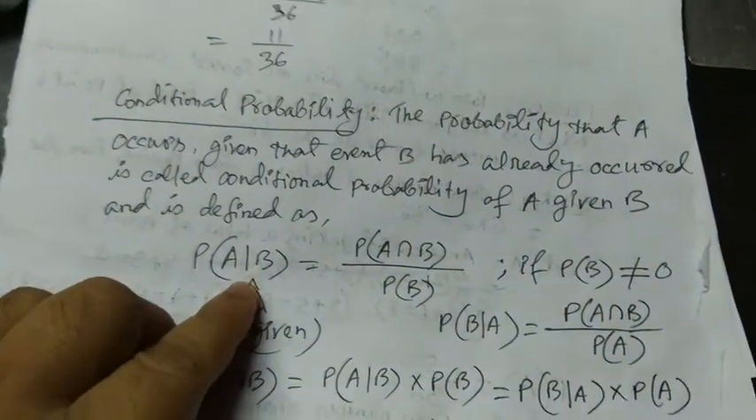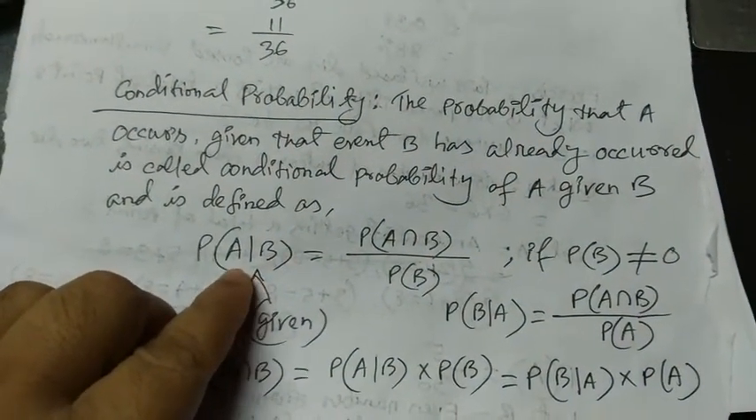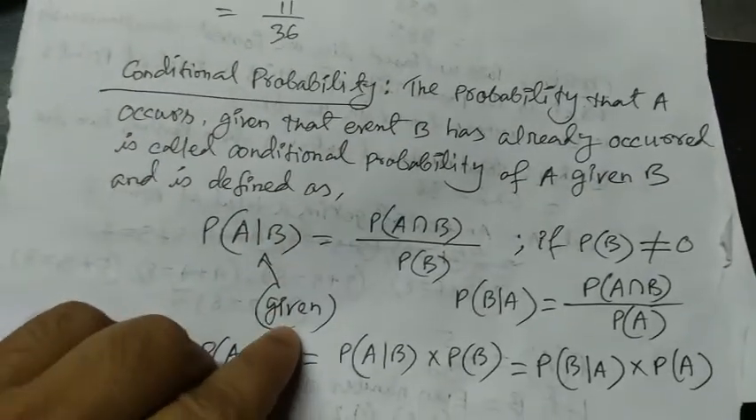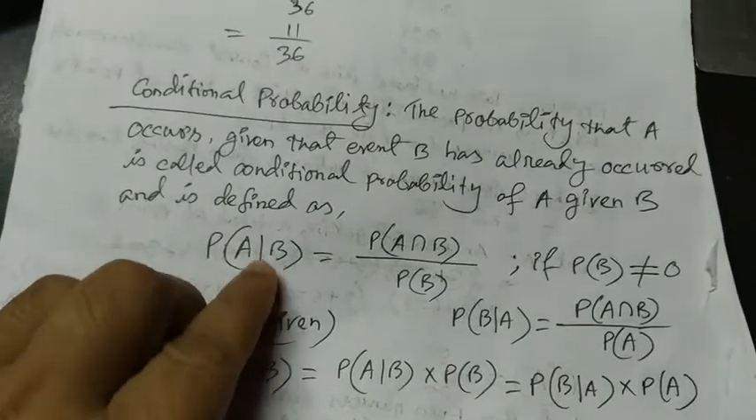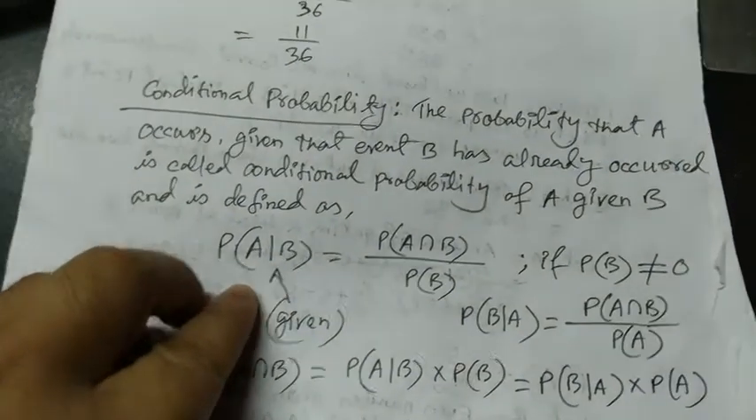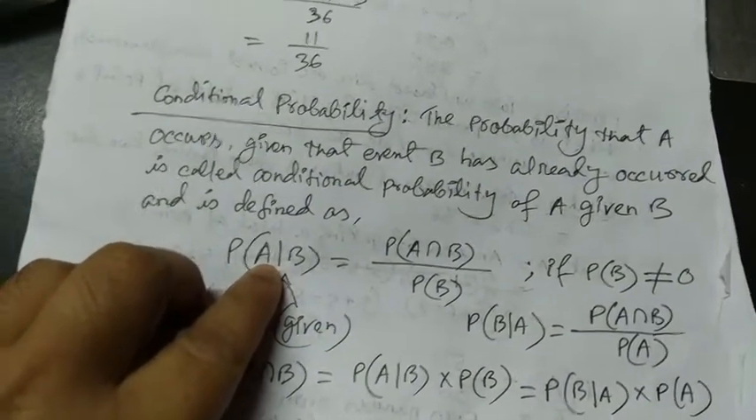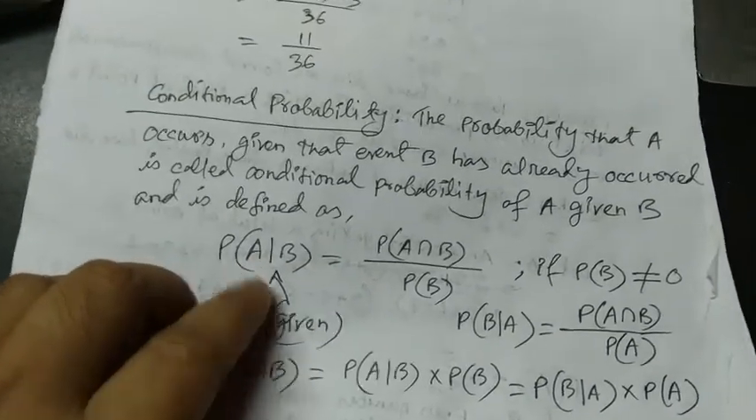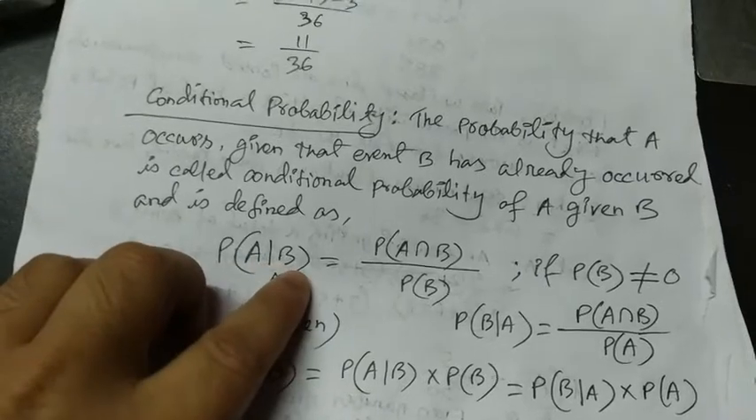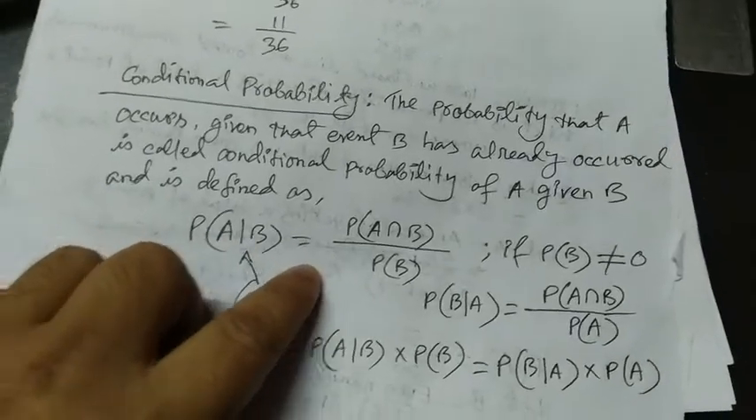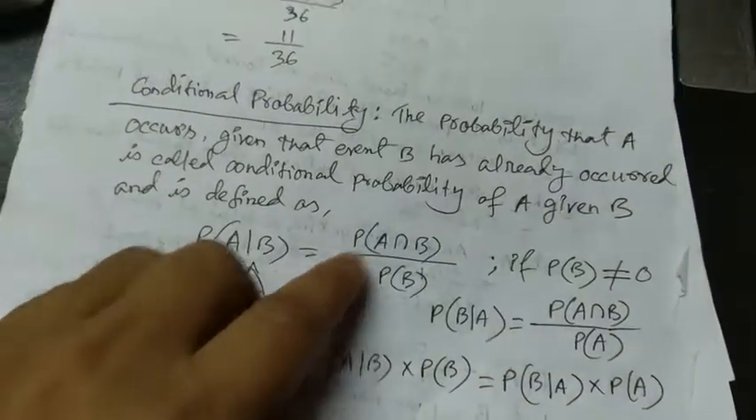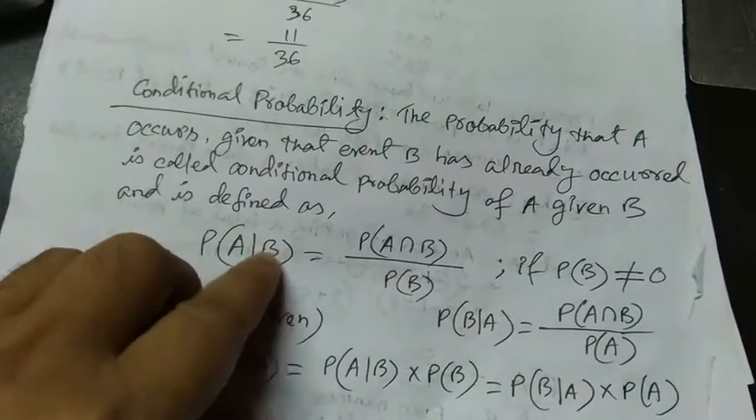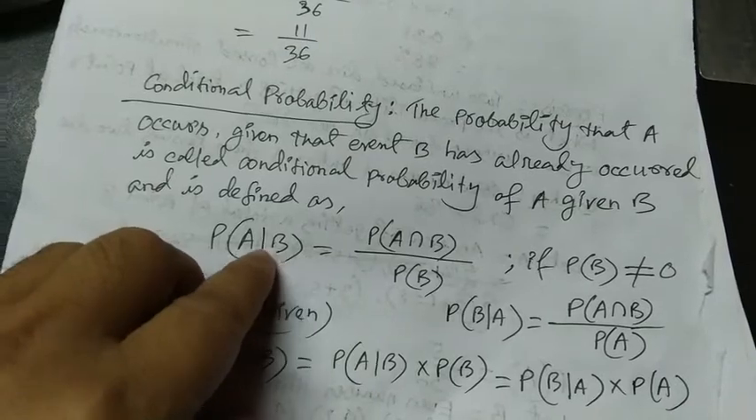We can calculate it using this formula. Probability of A given B. This partition, the modulus sign, we pronounce as given. So probability of A given B is equal to, on the numerator, probability of A intersection B. That means we take the common part between A and B.